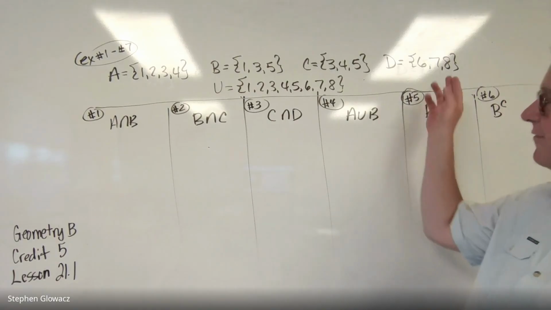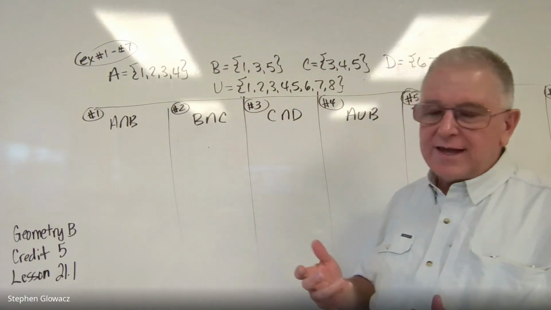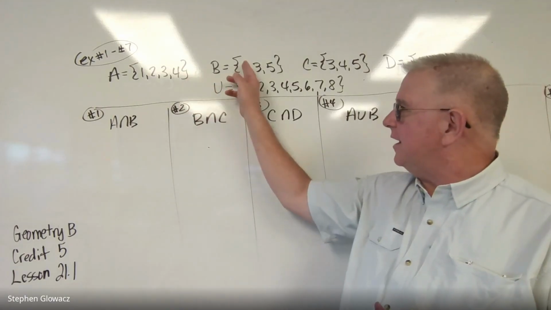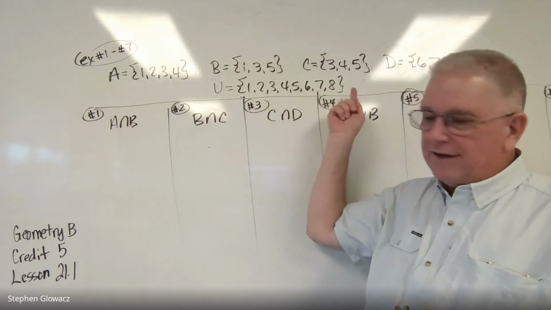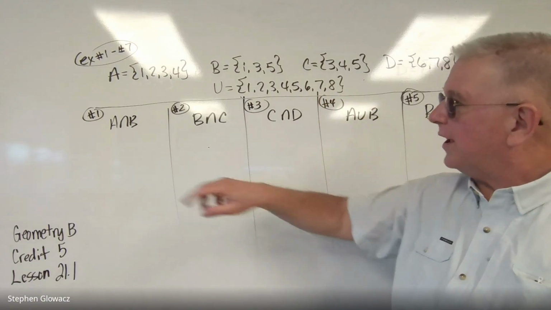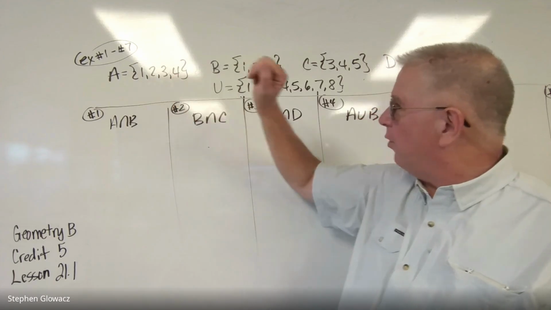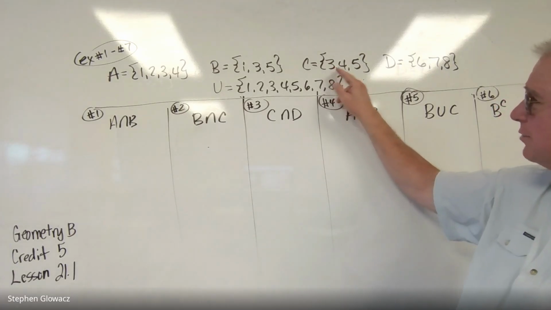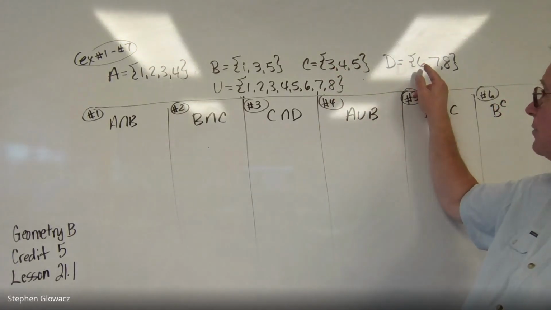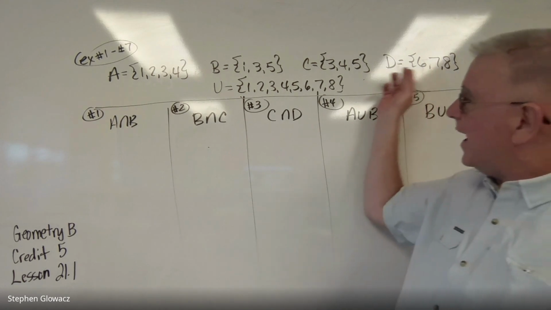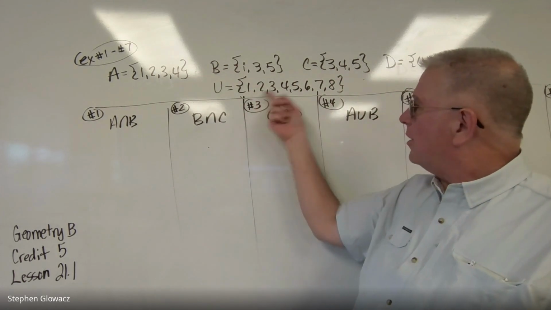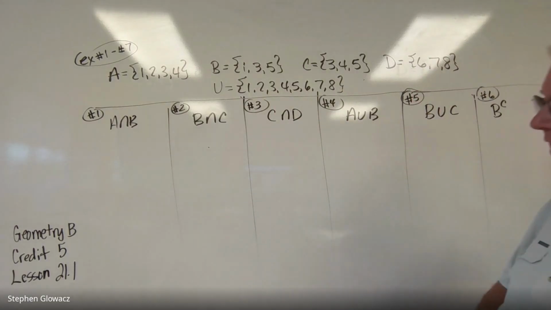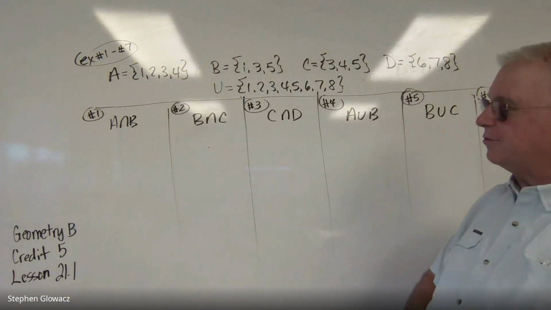Now up here we have a bunch of subsets, and a subset just means that every number in the set is contained in the universal set. So we have the set A, which is 1, 2, 3, 4, set B, which is 1, 3, and 5, set C, which is 3, 4, and 5, and set D, which is 6, 7, and 8. Notice everything in all 4 of those sets are numbers that you can find in the universal set. And so let's go ahead and jump into the work and see how we do these problems.